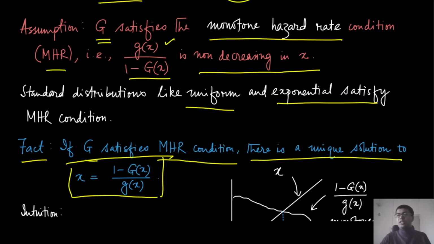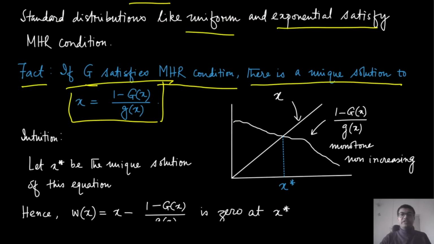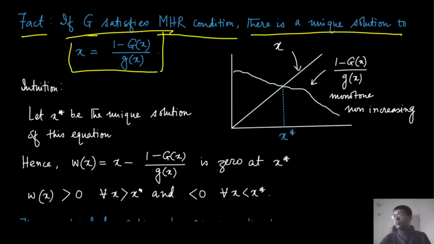So x minus x equal to 1 minus g of x times the small g of x, that has a unique solution. And this is not very difficult to see. We know that g of x by 1 minus capital G of x is monotone non-decreasing, that means that 1 minus capital G of x divided by small g of x is monotone non-increasing. So that will look something like this, this curve here. And we also know that x is a monotone increasing function. So these two curves can intersect exactly at one point, and there is a unique solution. It will definitely intersect, and it will intersect exactly at one point. So that is the point we are going to denote with x star.